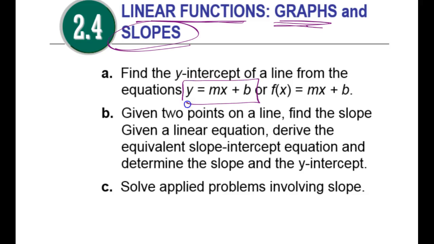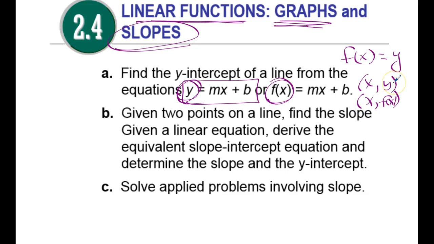and specifically looking at their graphs and how to determine slopes. So the general form of a line is y equals mx plus b. Remember, y is the same thing as f of x, so sometimes we'll write f of x is equal to y. If you see an ordered pair x comma y, sometimes it's written x comma f of x, because that f of x is that y value.